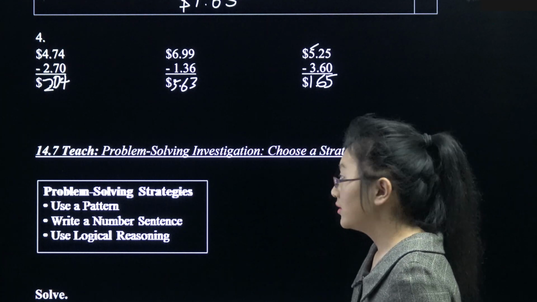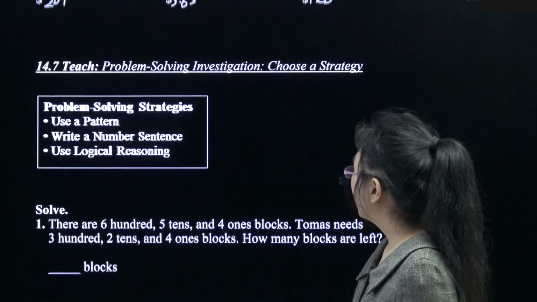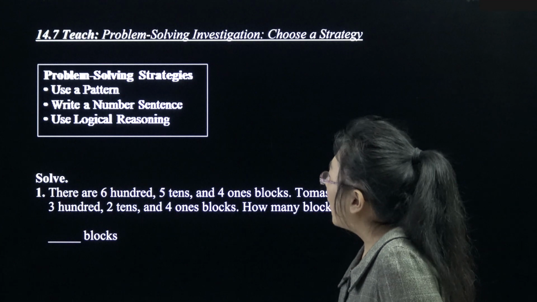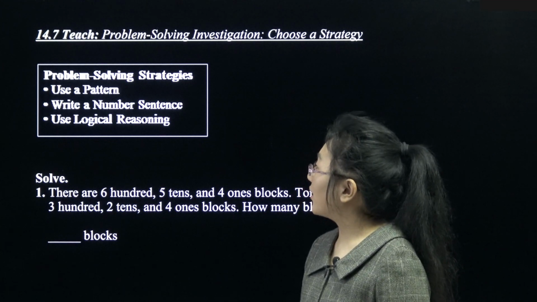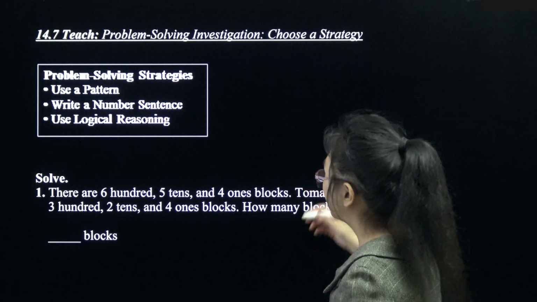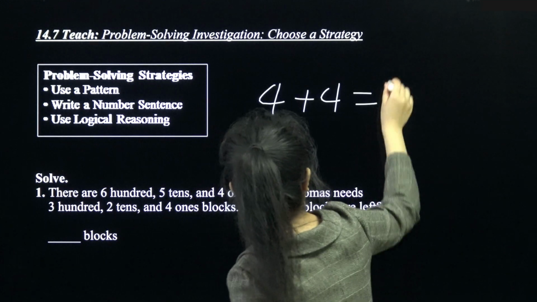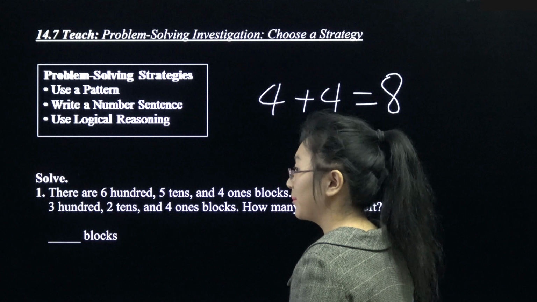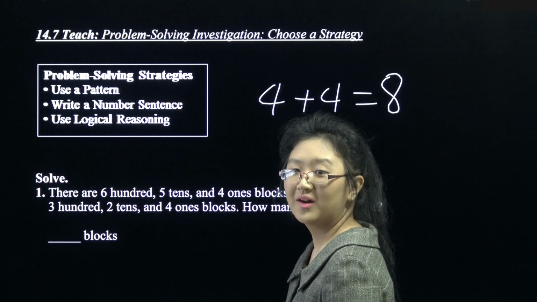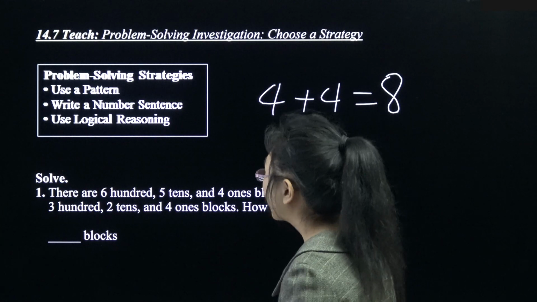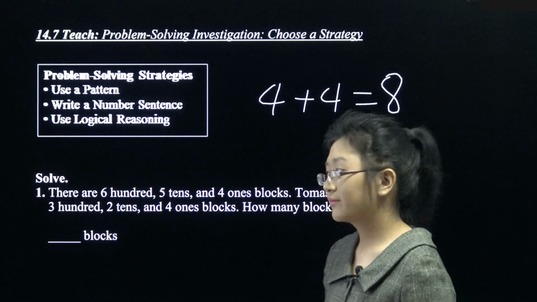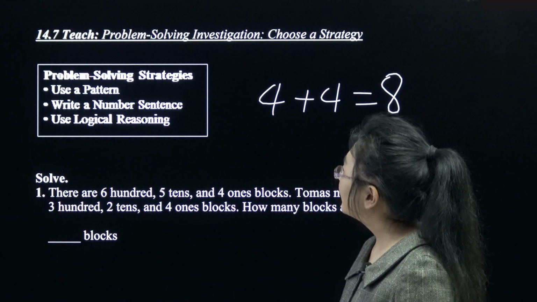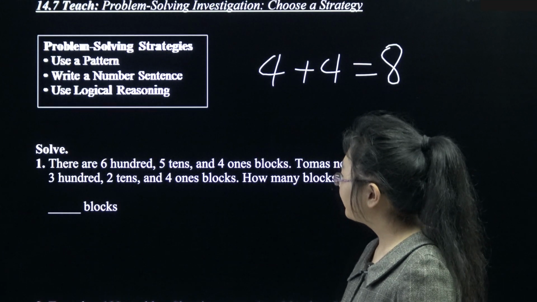And now we move on to section number 7. Problem-solving strategies. Choose a strategy. So over here, we can either use a pattern, write a number sentence, or just, okay, a number sentence is something like this. Numbers and symbols. Yay. And logical reasoning. These are personally some of my favorite problem-solving strategies.